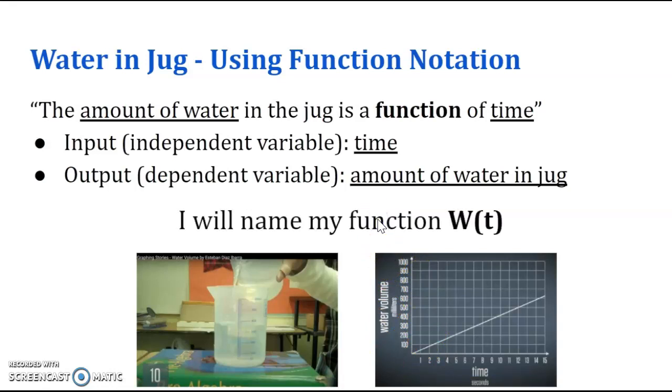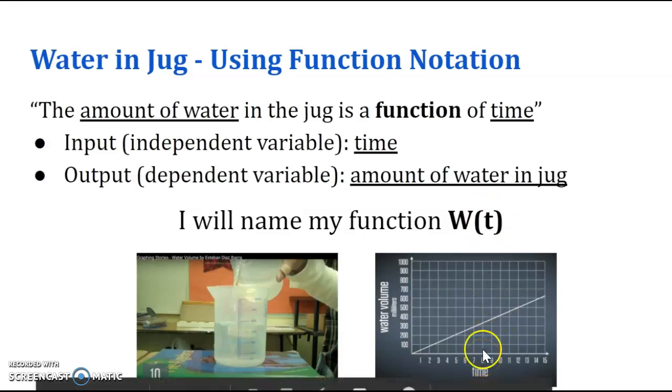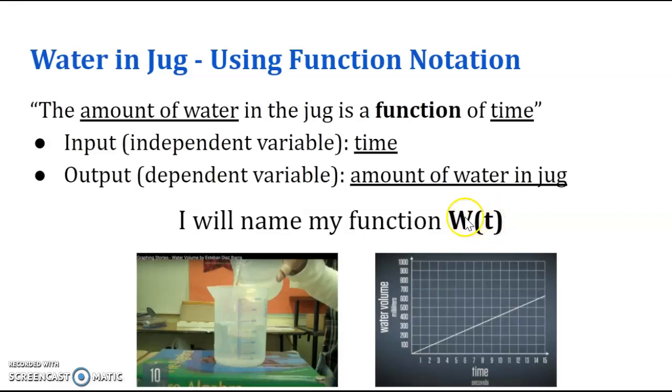So I am going to name my function w of t. This is the new function notation we learned. Remember, w can be whatever letter we use: f, h, uppercase, lowercase, whatever, but it represents the name of the function. What's inside the parentheses represents the variable, so in this case t represents the time. And w, what do you think w represents? Yeah, it's the water volume.